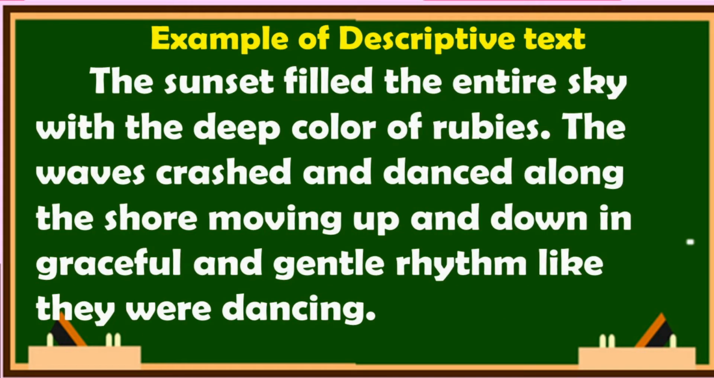I have here an example of descriptive text. The sunset filled the entire sky with a deep color of rubies. The waves crossed and danced along the shore, moving up and down in a graceful and gentle rhythm like they were dancing. This is a descriptive text because it describes something. It tells how the sunset is being described.